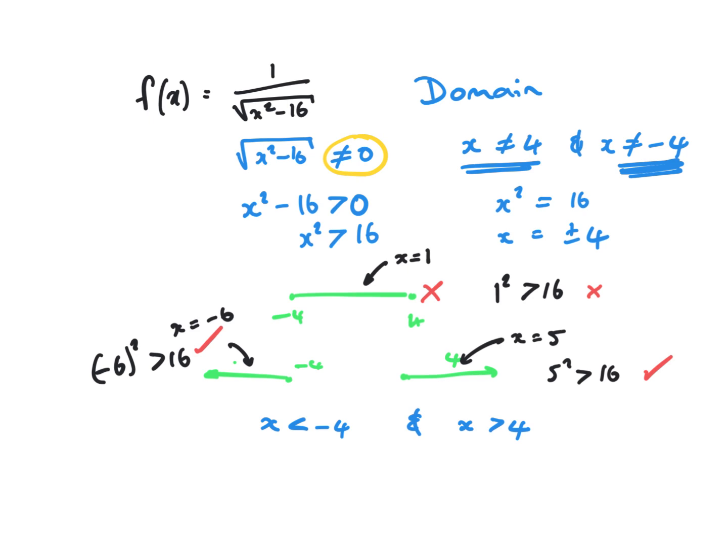So I've got to write down a few other statements here. So we're going to go with x, and we're going to go colon. x is an element of the reals, given that x is less than negative 4 and x is greater than 4. And we'll put our curly brackets around it as well. All right, hope that's helped.